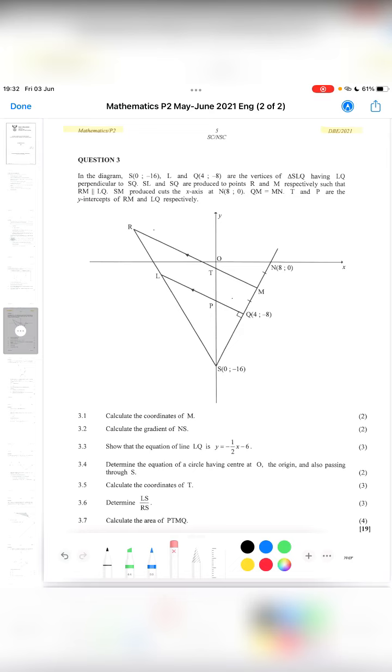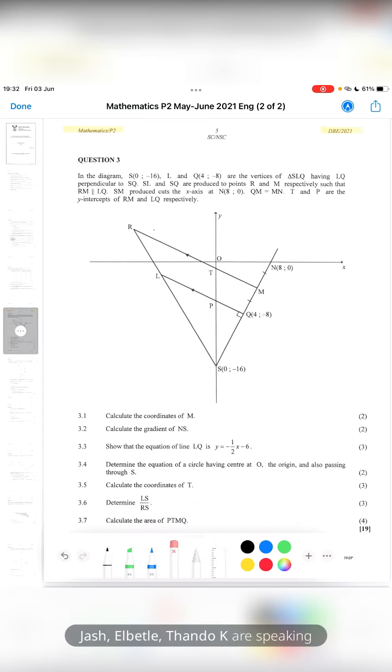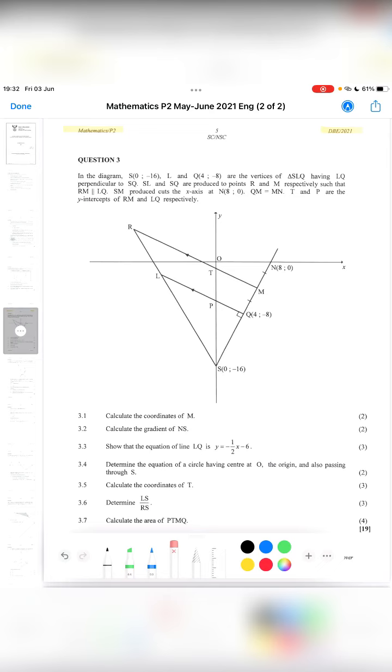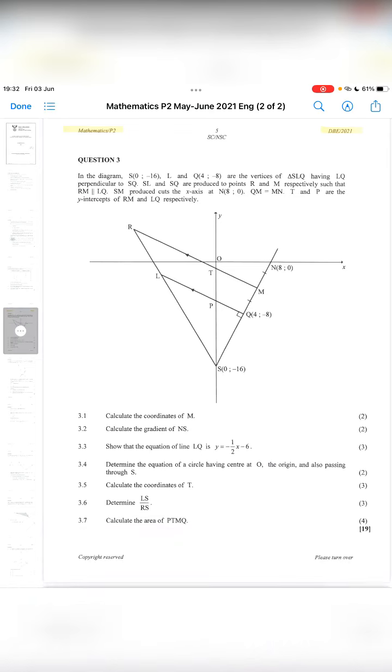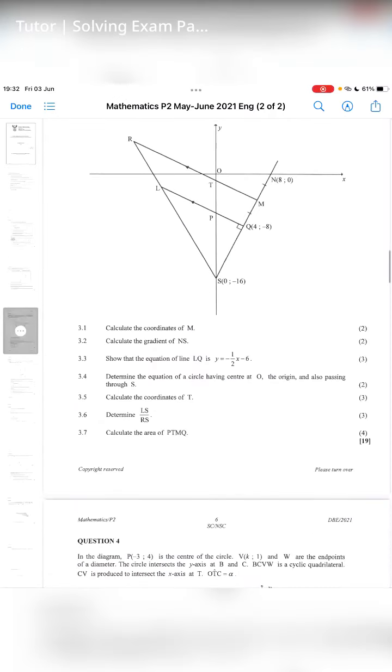But does it make sense to everyone before I make a conclusion, that we are all on the same page? Yes, sir. Yes, sir. Okay. Yes, sir. 100%.